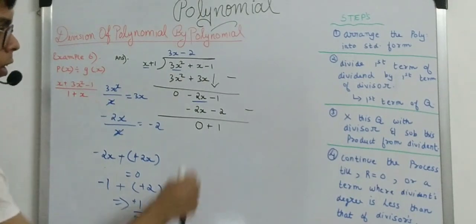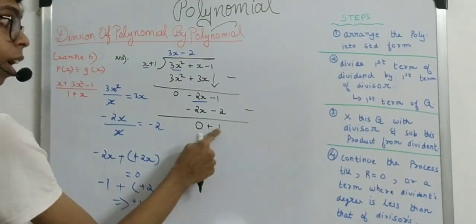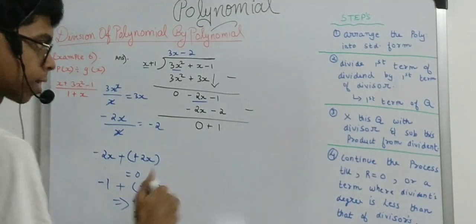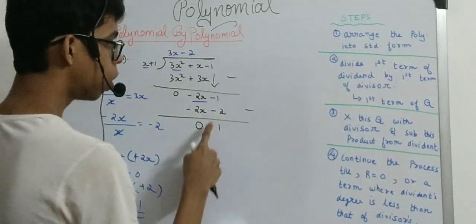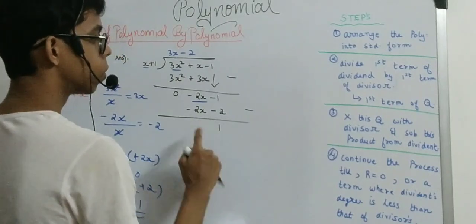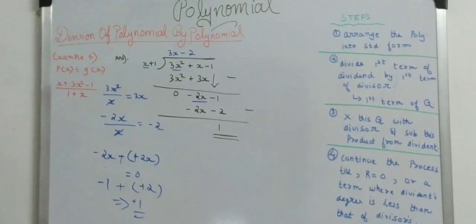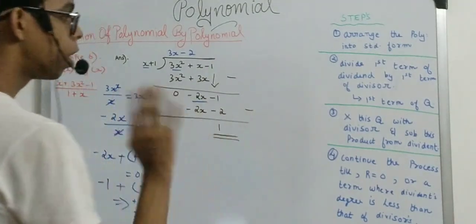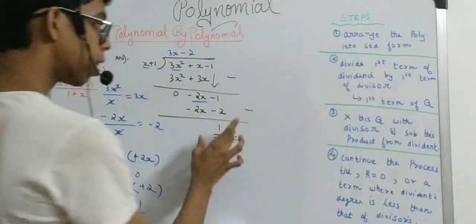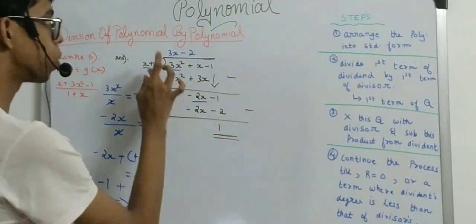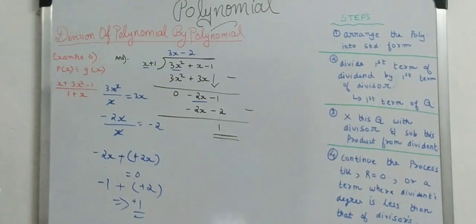So now we see that the thing that we have got over here is independent of the term x, which means that we cannot continue our long division further. So this is your final remainder. I hope it is clear. This is the way in which we do the long division. We should continue the process till we get either the remainder equal to 0 or a term independent of x, a simple term whose degree is less than that of the divisor.